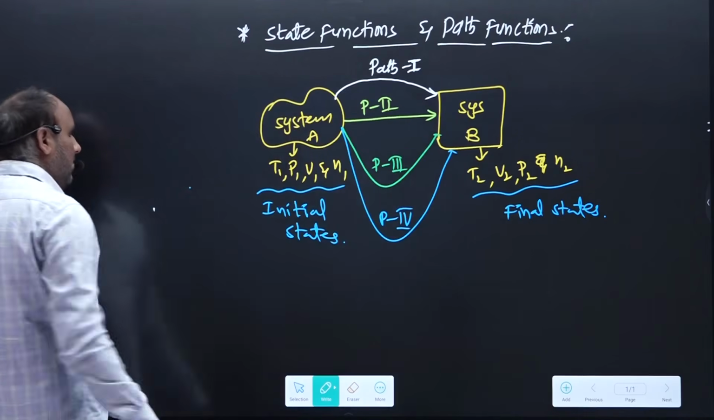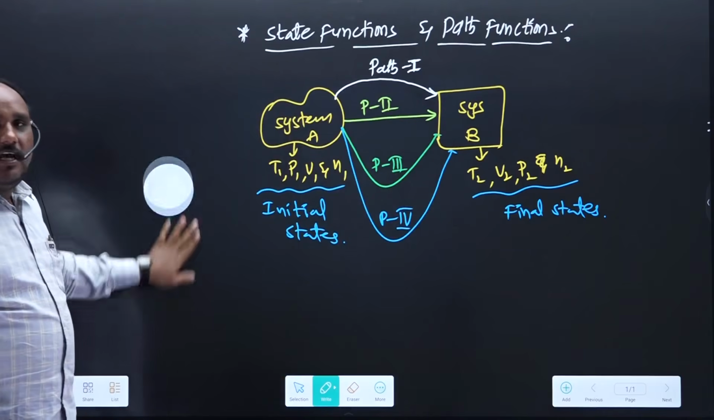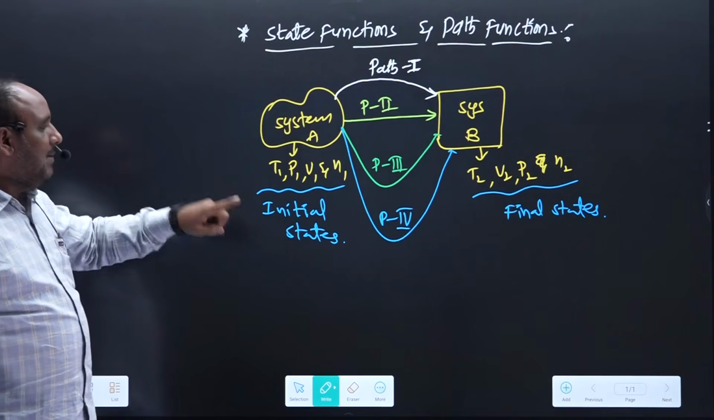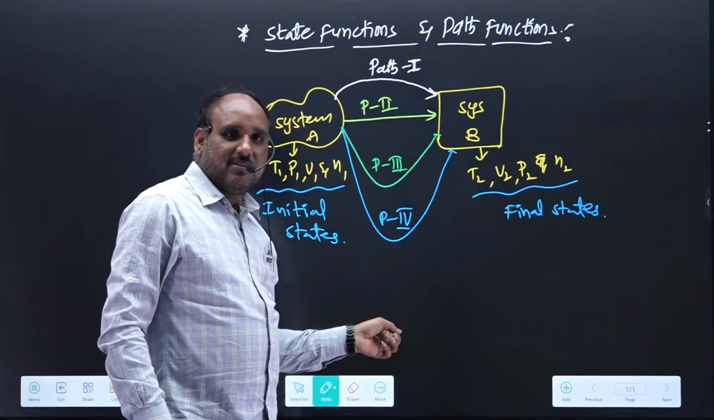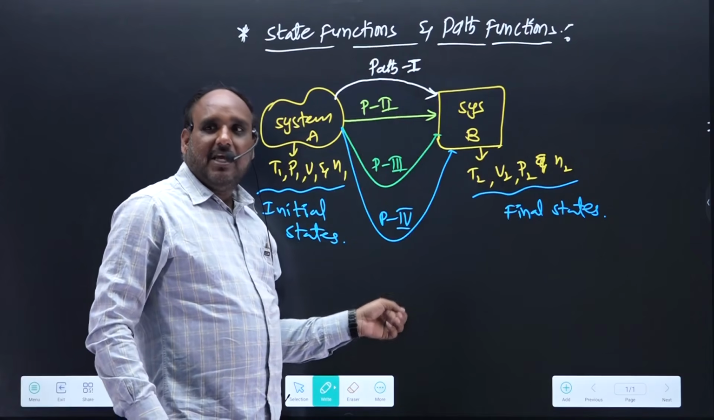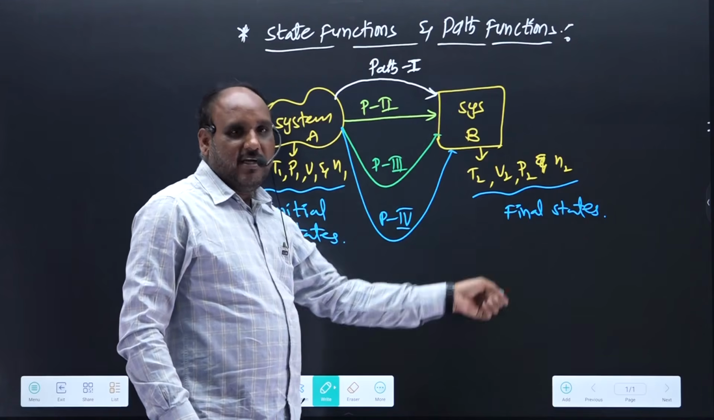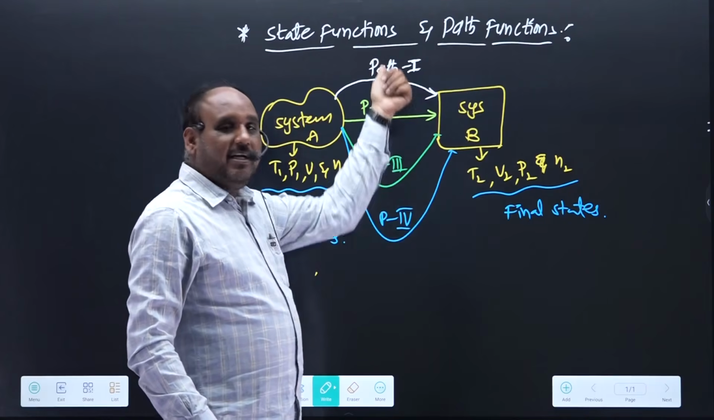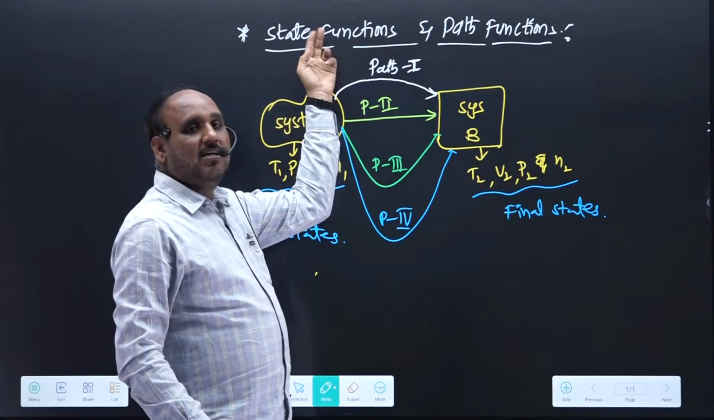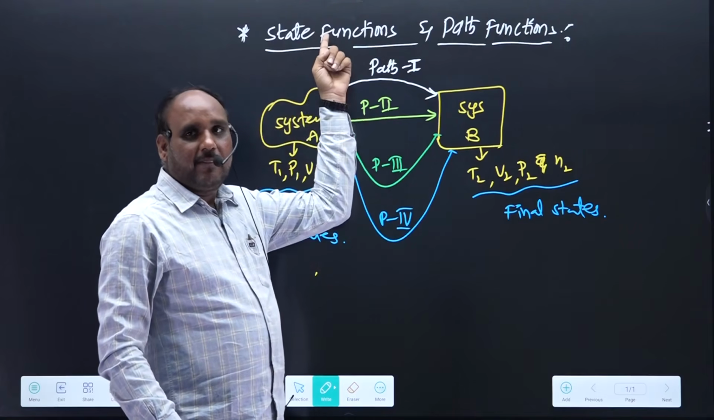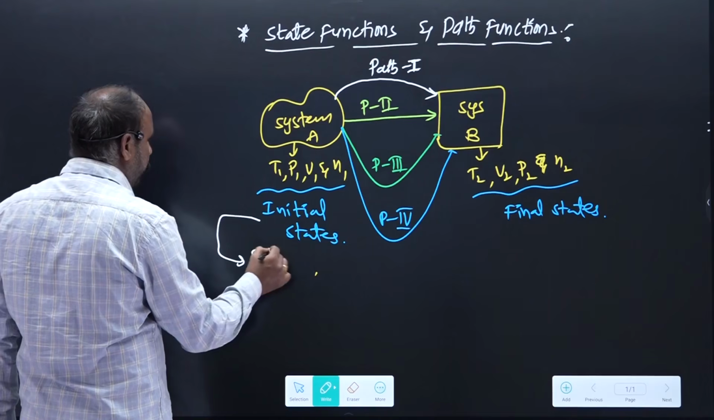Any property we have to consider, any property that is dependent on initial and final states and independent of pathways. Understand? Any property that depends on initial and final states and is independent of pathways, such properties or functions are known as what? State functions. Depends on initial and final states, those are state functions.